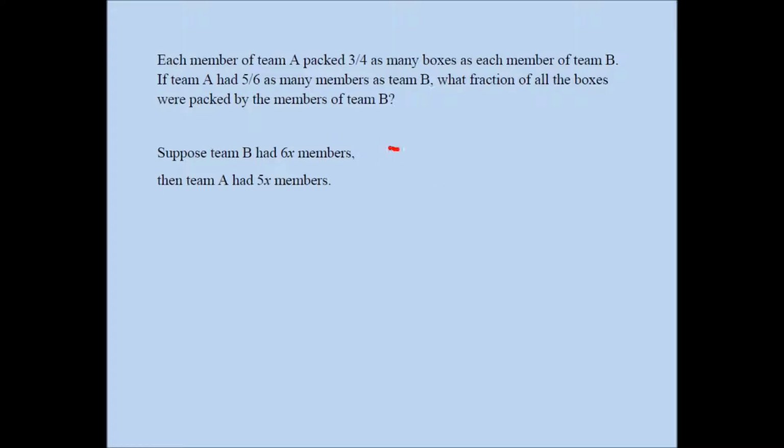What do we mean by that? 5/6 of means times of 6x, which is going to be 5x. And that's why it's a good idea to choose 6x for the number of members. Of course, you could choose 6y, 6p. It really doesn't matter. So that keeps my assumptions pretty clean cut without a lot of fractions.